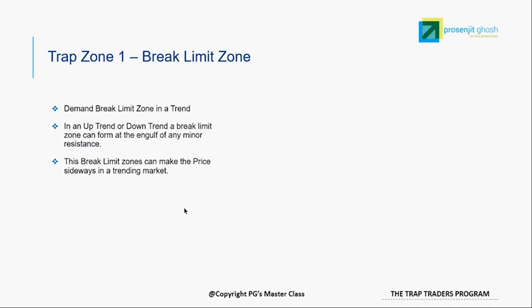This is another very important observation I have: after price is moving in a trend, suddenly a break limit zone gets created. Once the break limit zone gets created, price suddenly starts moving in a sideways manner there. I mean, accumulation or distribution starts getting created there. Okay, so let us see how it happens.